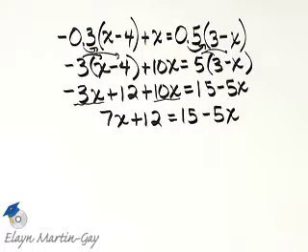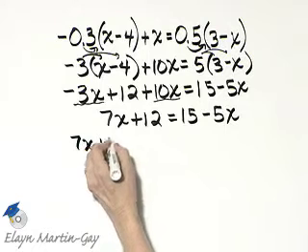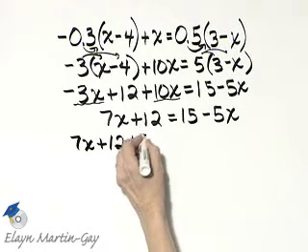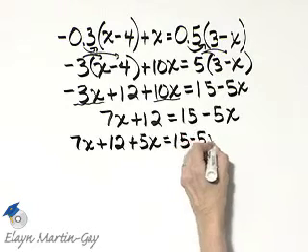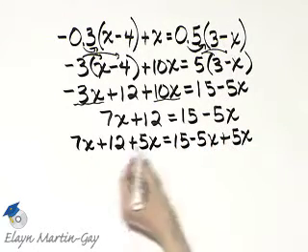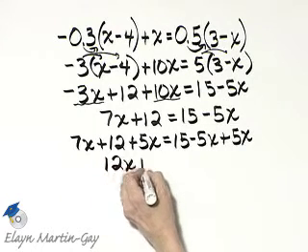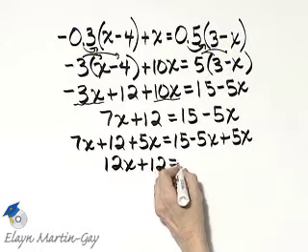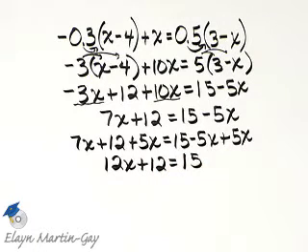I'm going to add 5x to both sides. So here's my left side, 7x plus 12, I'll add 5x. Here's my right side, and I'll add 5x. Notice what happens, the left side, 7x plus 5x, that's 12x plus 12 is equal to, these subtract out like I want, and I have 15.